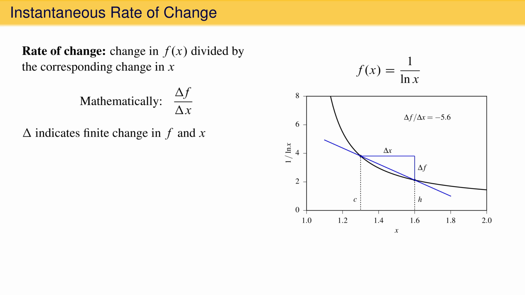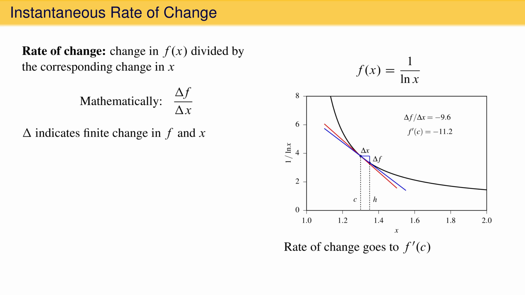It might be easier to see if we extend the hypotenuse a bit in both the negative and the positive x directions. Now let's compare this rate of change to the slope of the straight line tangent to the function at point C. We already know that the slope of this line is the derivative of the function at point C, and that the value at C equal to 1.3 is negative 11.2. Notice that the rate of change over the interval delta x is not the same as the derivative at point C. If we move point H closer to point C such that delta x is smaller and recompute the rate of change at each point, notice that the rate of change gets closer and closer to the derivative at point C as delta x approaches 0.